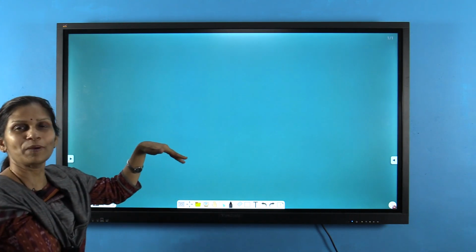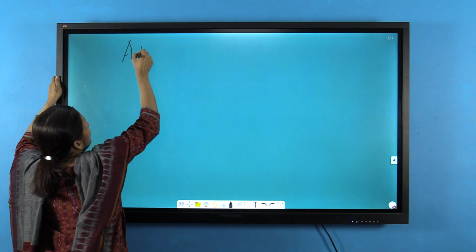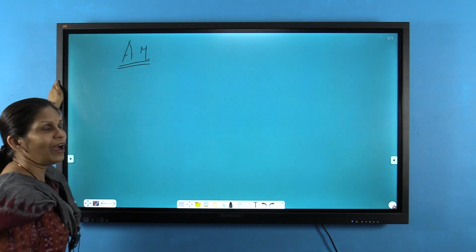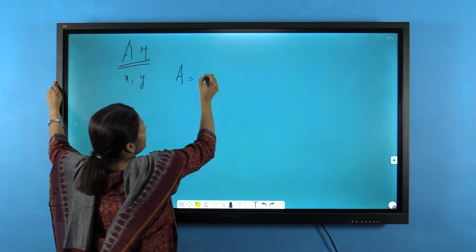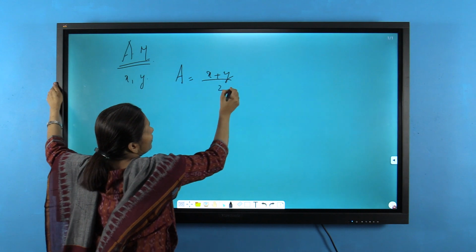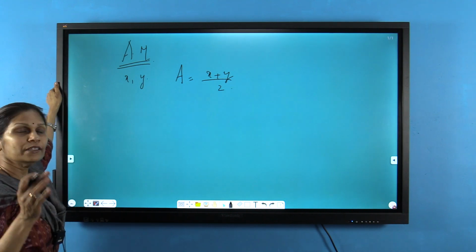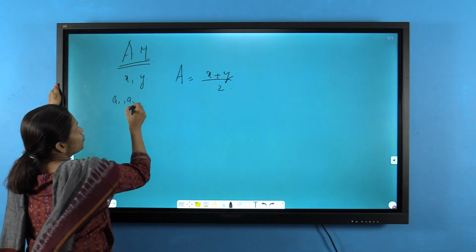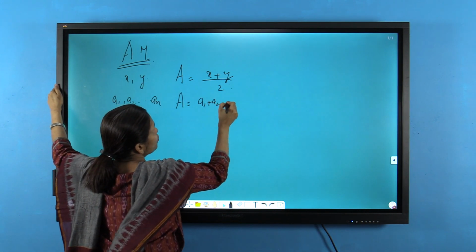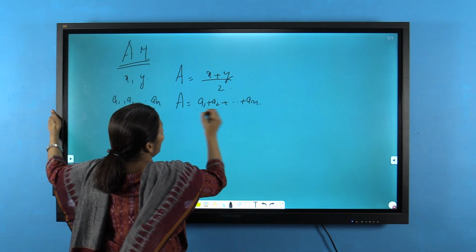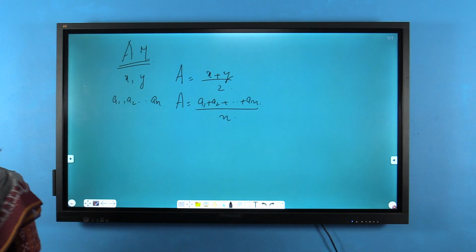Now, the last of these topics in AP is the arithmetic mean. If I have two numbers, say x and y, their arithmetic mean is (x plus y) by 2. Extended further, if I have a1, a2, etc., an, what would their arithmetic mean be? (a1 plus a2 plus etc. plus an) divided by n. This is the arithmetic mean of n numbers. So, let us do a few.